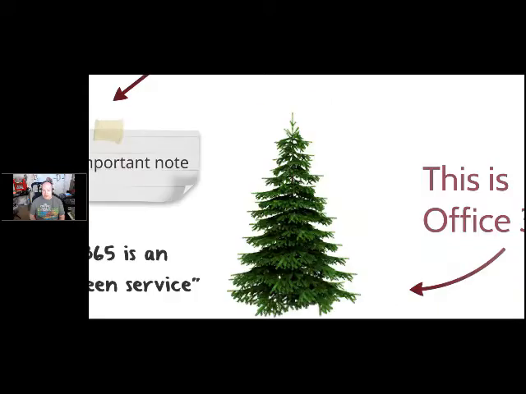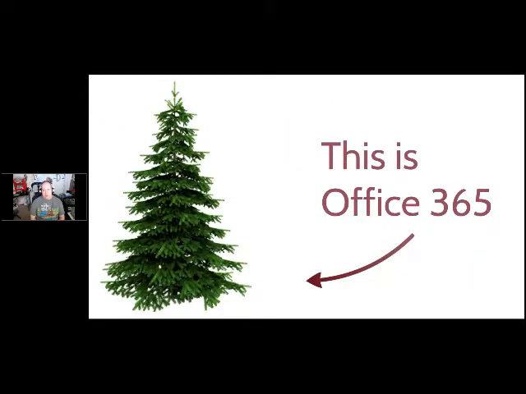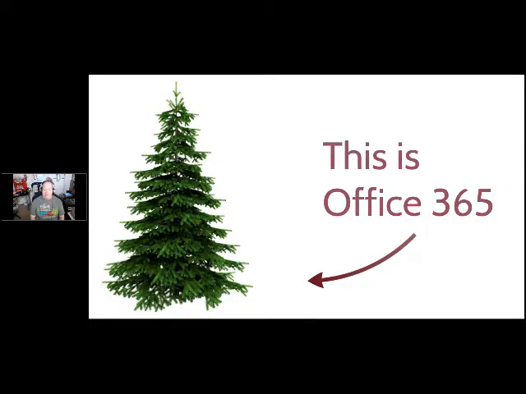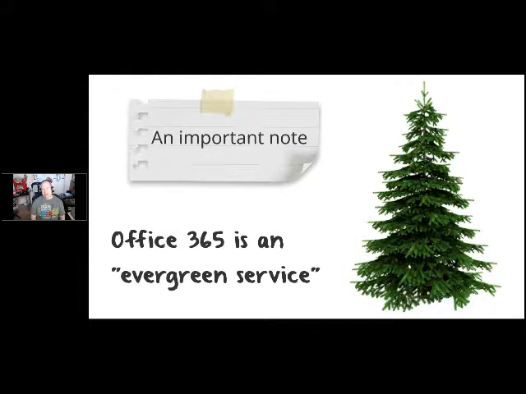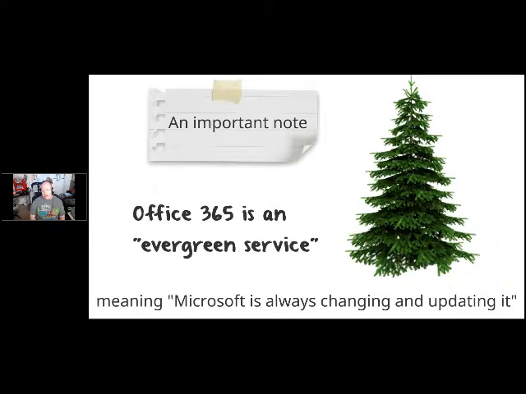My important note, this is Office 365, and some of you might be wondering, well, why on earth do we have a Christmas tree up there? Well, as Microsoft will tell you, Office 365 is an evergreen service, which is basically their way of saying it's always changing and updating. And any of you who have Office 365 right now know that when you go in to look at your service dashboard, there are all sorts of things happening all the time. Most people get push notifications letting them know about changes that have taken place over the last week.